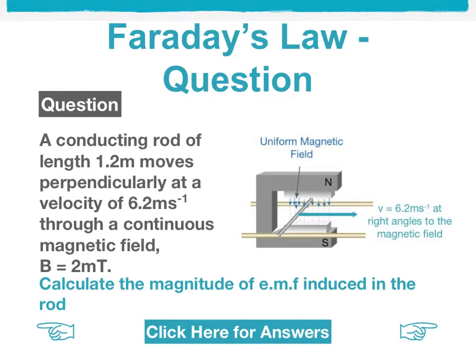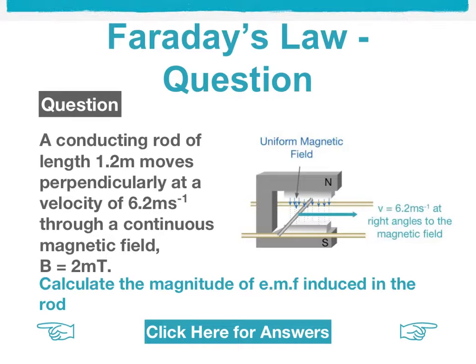Here's an easy peasy question just to get you warmed up. You have a conducting rod of length 1.2 meters moving perpendicular at a speed of 6.2 meters per second through a continuous magnetic field of magnetic field strength 2 times 10 to the minus 3 Tesla. What is your magnitude of EMF? So how do we do this question?